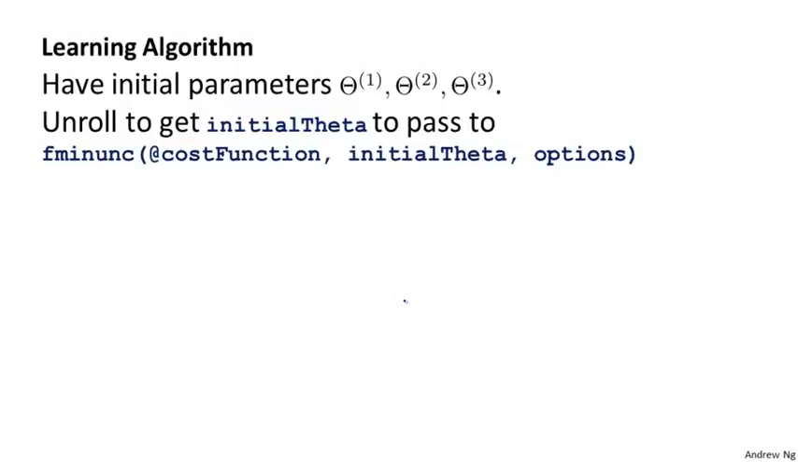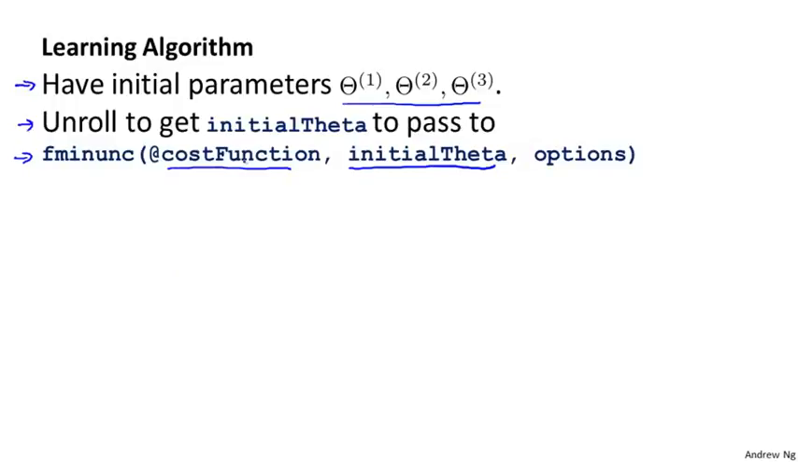To make this process really concrete, here's how we use the unrolling idea to implement our learning algorithm. Let's say that you have some initial value of the parameters theta 1, theta 2, theta 3. What we're going to do is take these and unroll them into a long vector we're going to call initialTheta, to pass into fminunc as this initial setting of the parameters theta.